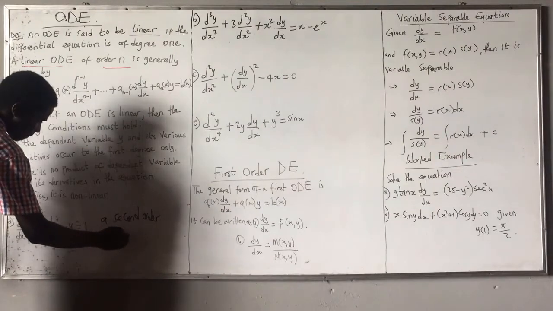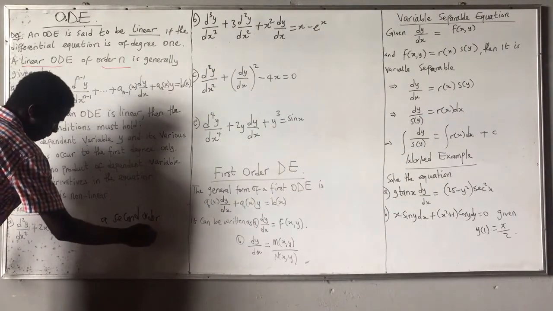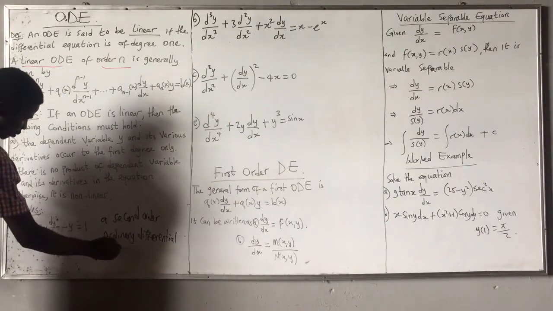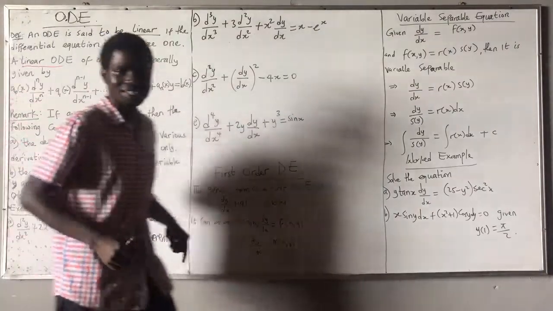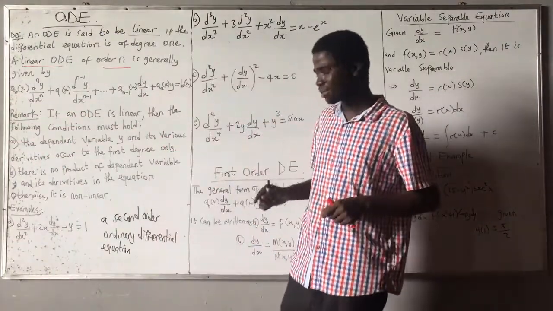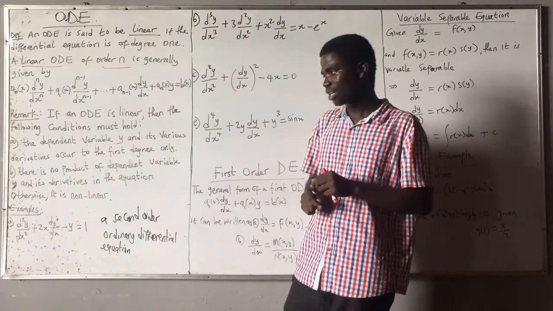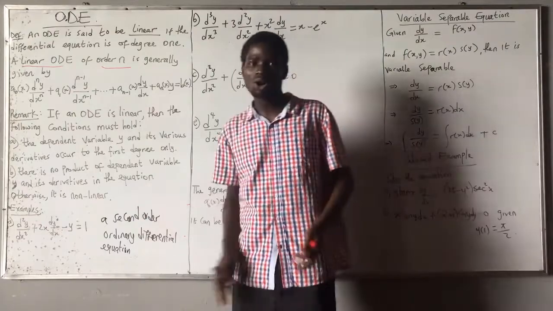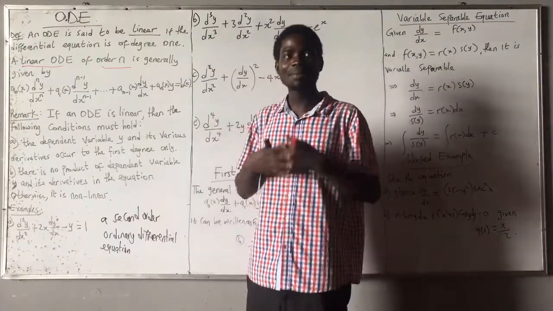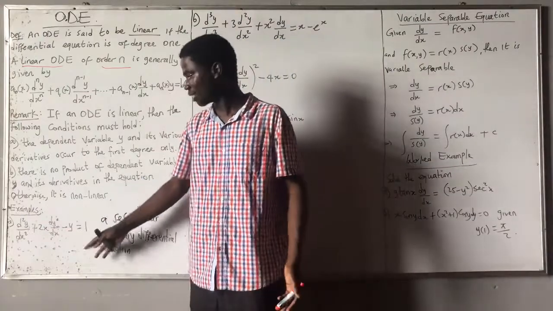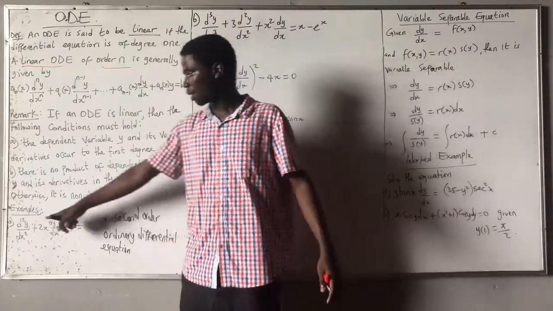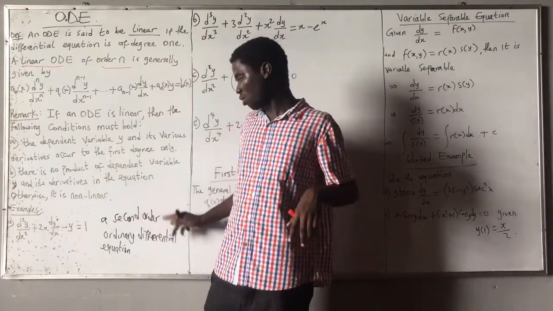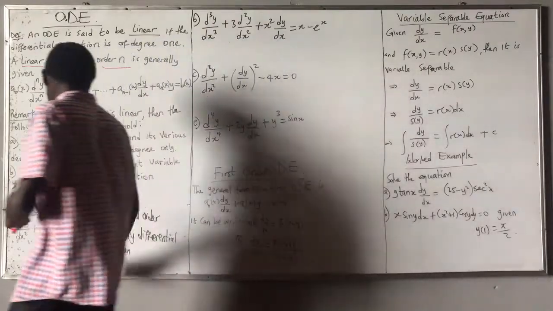This is a second order ordinary differential equation. Do you understand? Of which degree? Of degree 1. You can say of degree 1, or if I write linear, it means it is of degree 1. What's the degree? The degree is 1. The power of this one is 1, the power of this one is 1, the power of this one is 1. So it is a second order ordinary differential equation of degree 1.